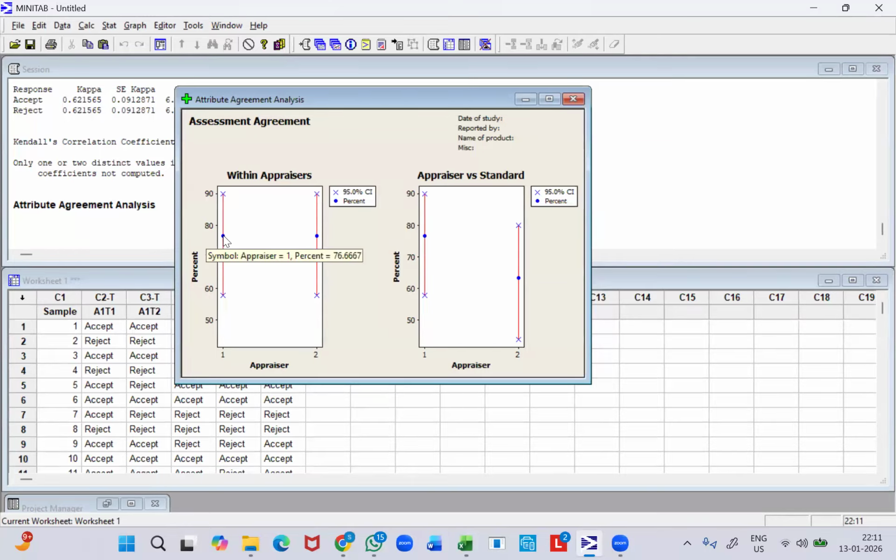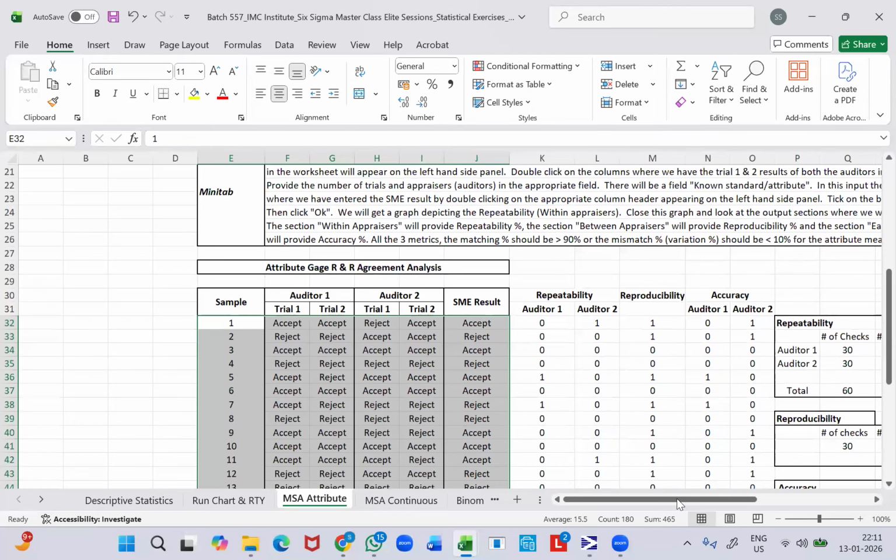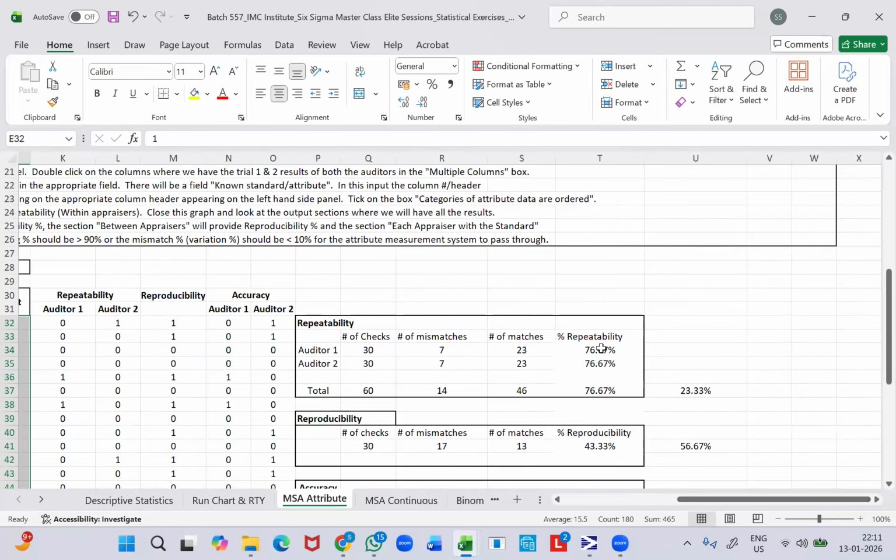Keep the cursor on top of this dot for auditor 1. We get to see the overall repeatability percentage, which is 76.67%. And if you keep the cursor on top of the second dot, which represents the repeatability percentage for auditor 2, it is again 76.67%. So both auditor 1 and auditor 2 have a repeatability percentage of 76.67%, meaning the repeatability variation is 23.33%.